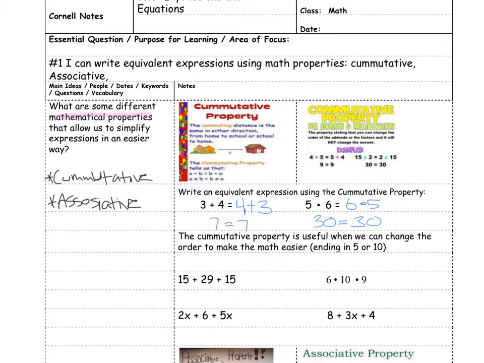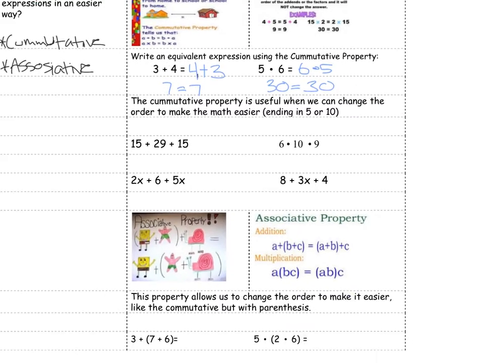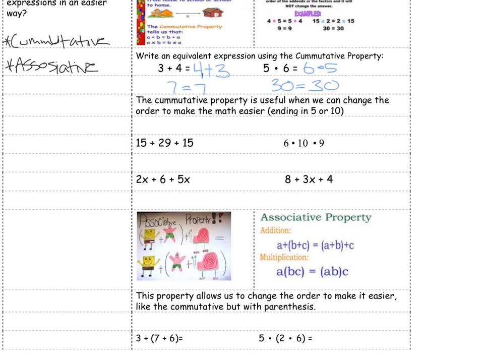So hopefully you got 3 plus 4 is the same as 4 plus 3, and they both equal 7. 5 times 6 is the same as 6 times 5. They both equal 30. So this property is useful when we want to change the order of something or make the math a little bit easier.